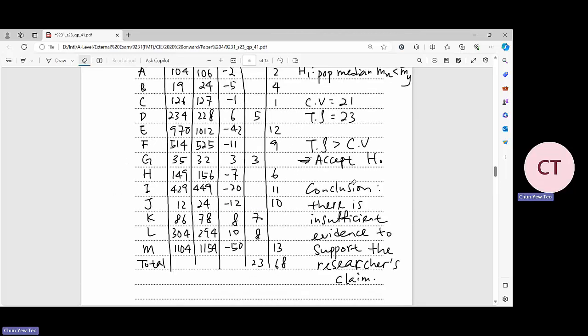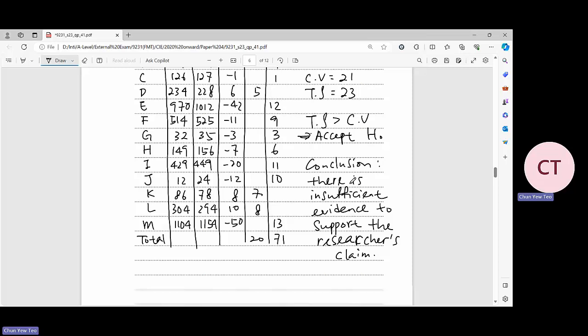Oh, the two numbers are supposed to be swapped. So if the two numbers here are supposed to be swapped, then you get -3. If you get -3, then your 3 is supposed to be here. Then the total here will be different. Total here will become 20. This one will become 71. Okay, so this is what is given.